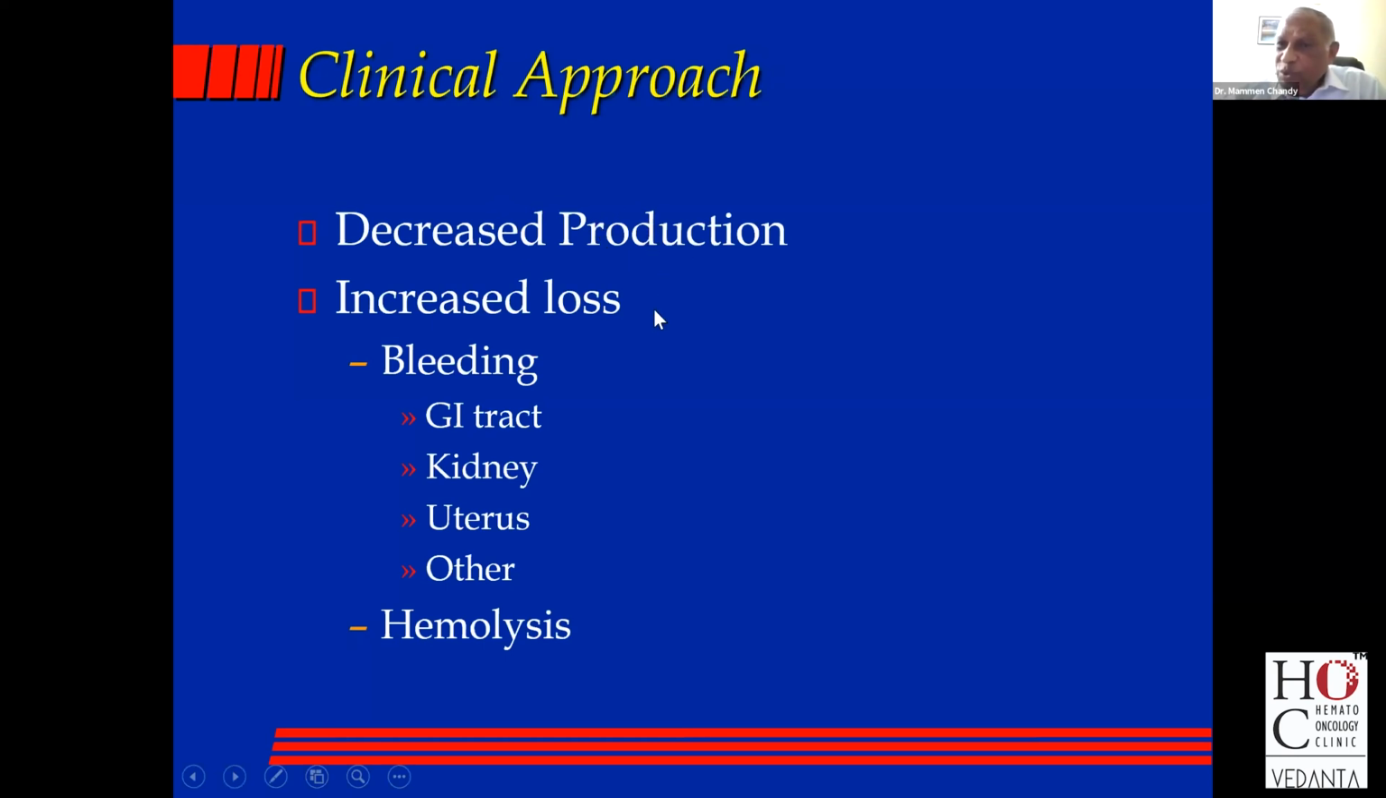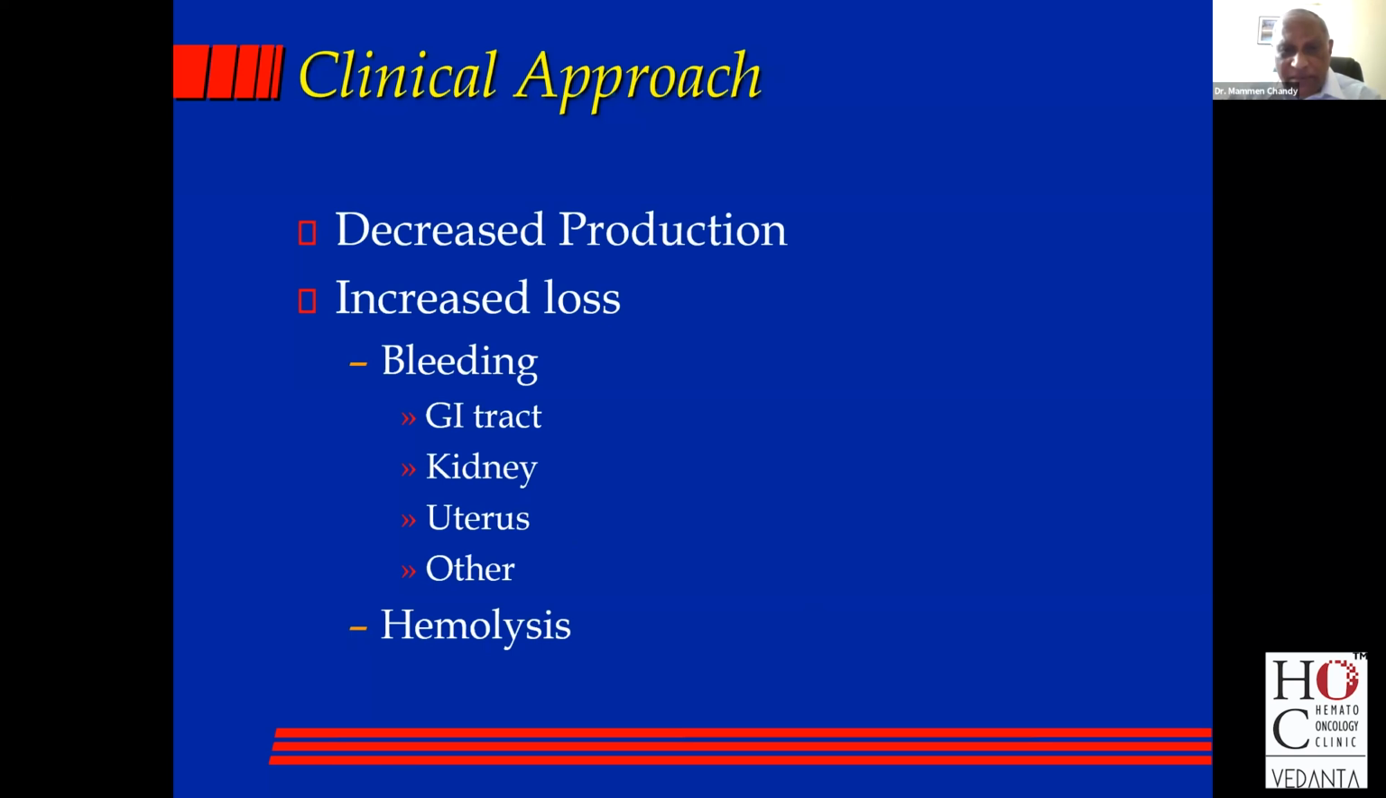Now, how can you lose blood? There are only two ways you can lose red blood cells. One is by bleeding and two is by hemolysis. So actually, anemia is very simple. Only two ways you can lose blood: hemorrhage or hemolysis. And the hemorrhage can be from any of the sites listed here, mainly the GI tract. Kidney is very obvious. Uterus, you mustn't forget because of menorrhagia and other causes, which I'll come to later.